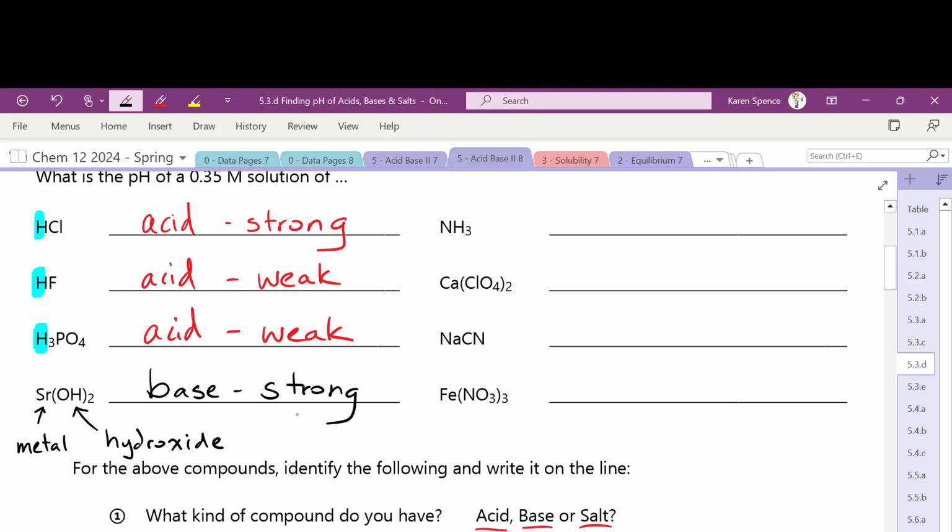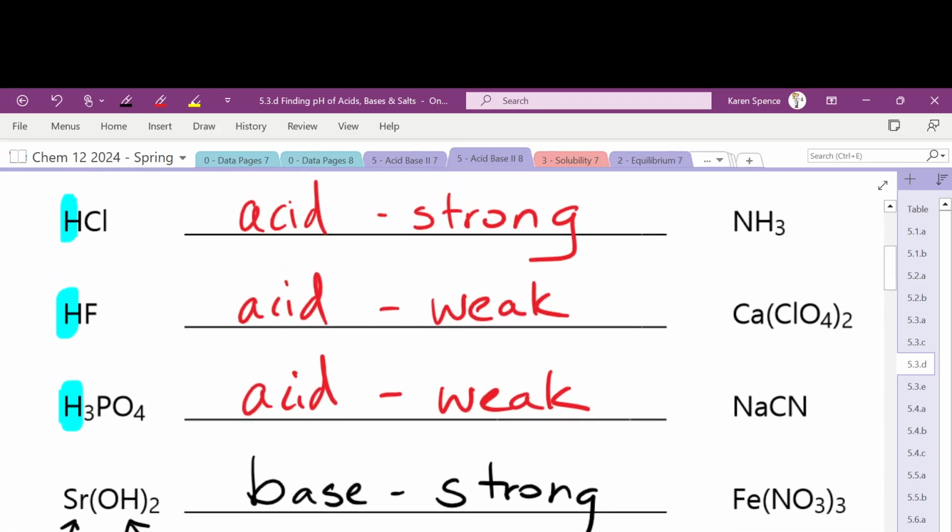So if you want to check the first 4, are there any questions about those first 4? Strong acid, weak acid. We've got H, H, H, those are all acids, yes? And HCl is the only one that's in that top zone, the gray zone, okay? How do we know that Sr(OH)2 is a strong base? It's a metal hydroxide, and all metal hydroxides are strong bases.